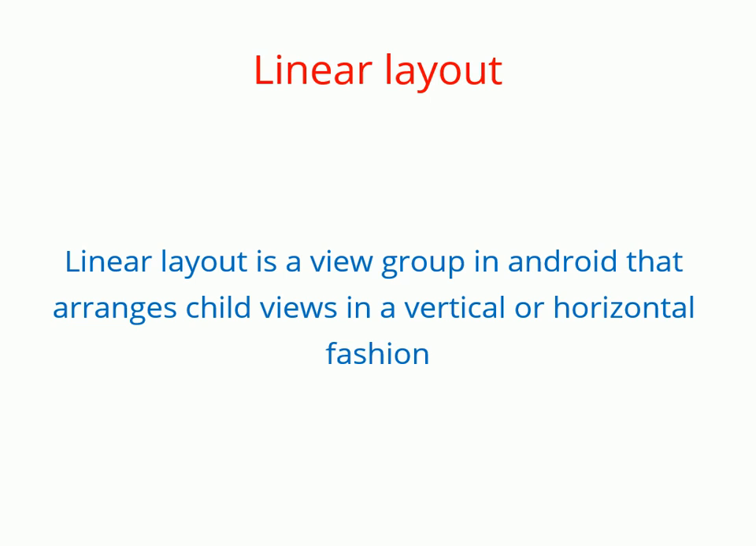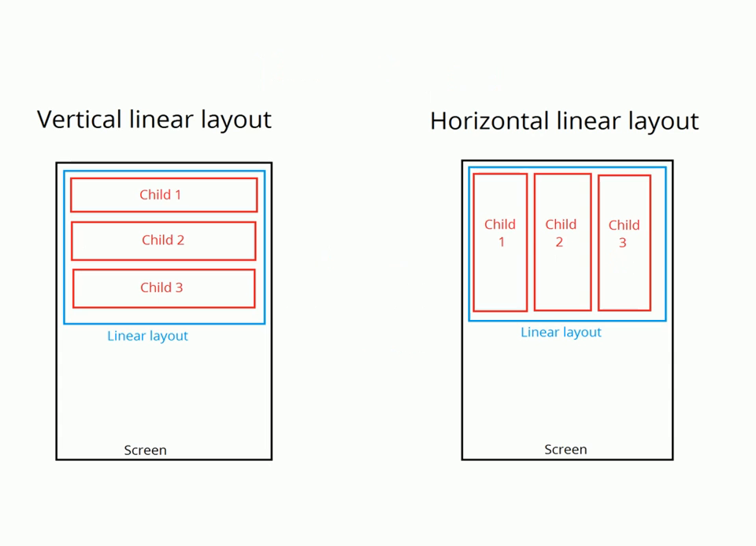It is of two types. First, the vertical linear layout. It arranges the children vertically, that is, one below another. And second, the horizontal linear layout, which places children horizontally.